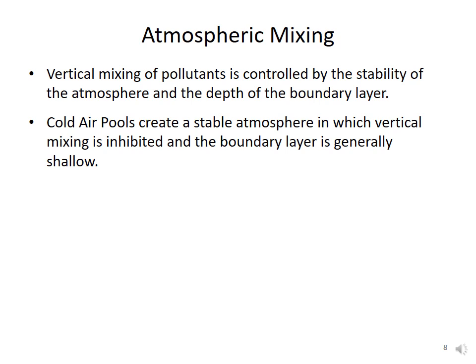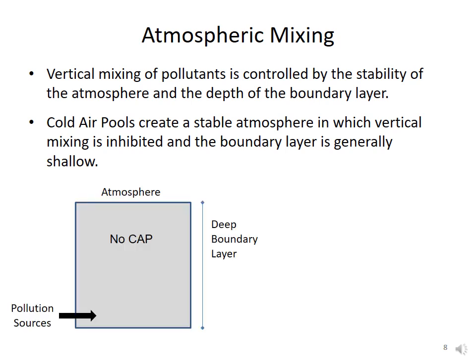And if we have a stable atmosphere, then the mixing is inhibited, and you'll end up with higher concentrations of pollutants. So for example, these cold air pools tend to create a stable atmosphere because we have a temperature inversion, and the boundary layer is typically very shallow.